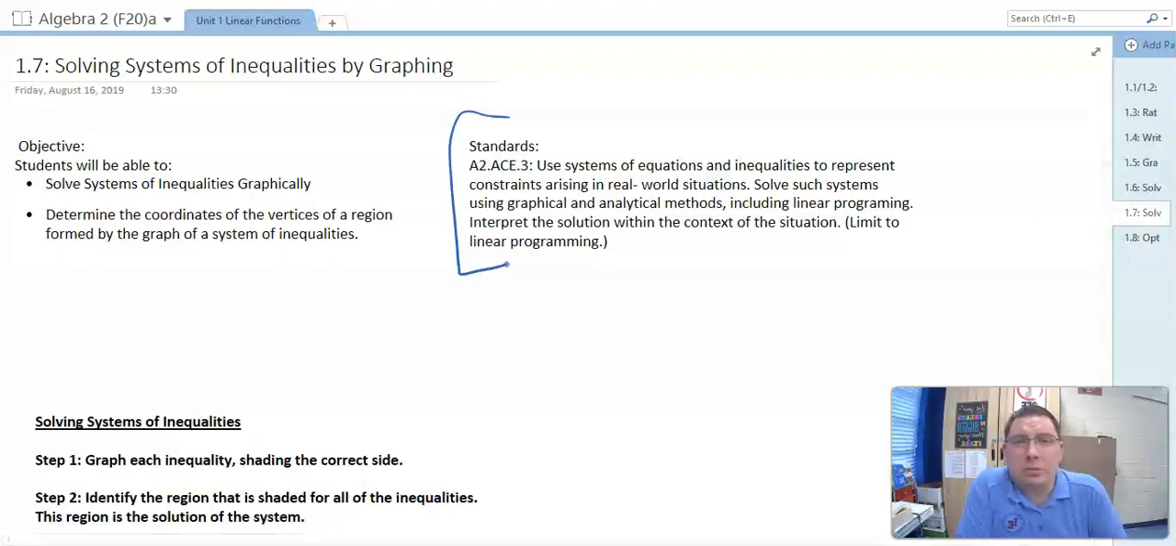This is all going to lead up to what we're going to do in 1.8. We'll look at that section next on optimizing problems. But before we get there, we need to be able to solve systems of inequalities. And so let's check out the steps to solving a system of inequalities.